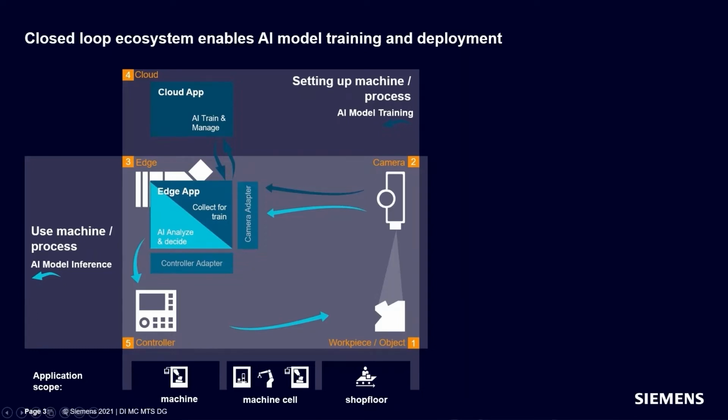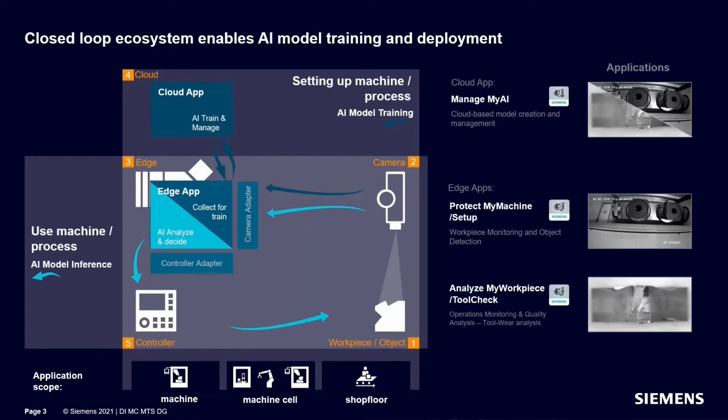This workflow can be applied within multiple environments, such as within a machine cell, or on a shop floor. This workflow enables multiple products within this suite. You can see here in cloud, we have Manage My AI, managing the cloud-based model creation and management of the models themselves. And we also have Protect My Machine Setup, which focuses on workpiece identification and monitoring, and Analyze My Workpiece Tool Check, which is focused on operations monitoring and quality analysis, specifically with regards to toolware analysis.